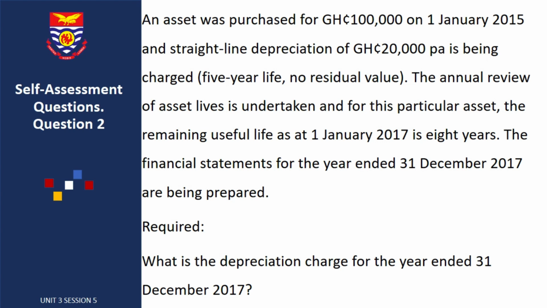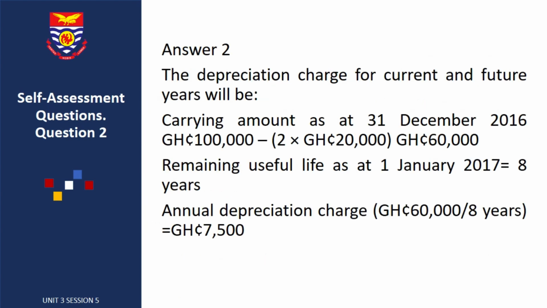So now the carrying value is 60,000. So from 1st January 2017, you apply 8 years. So it's going to be the 60,000 left over 8 years, and that will be the annual depreciation to be charged using the straight line method for the remaining 8 years. So you would observe that the depreciation figure is going to change.